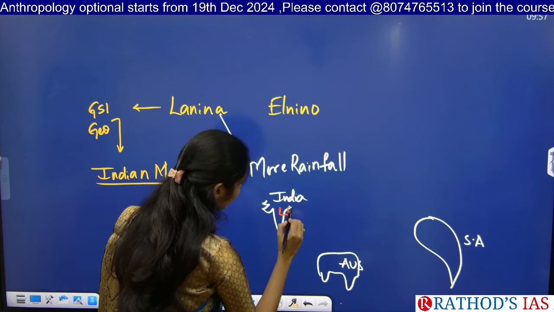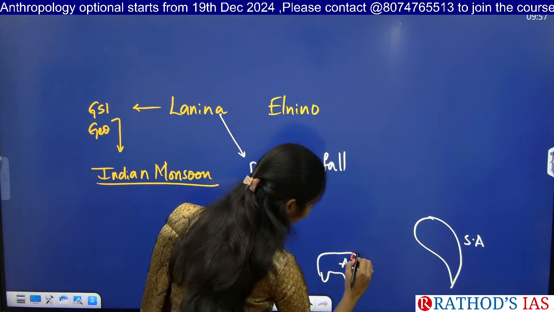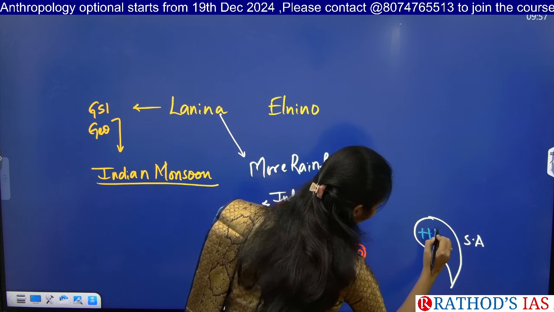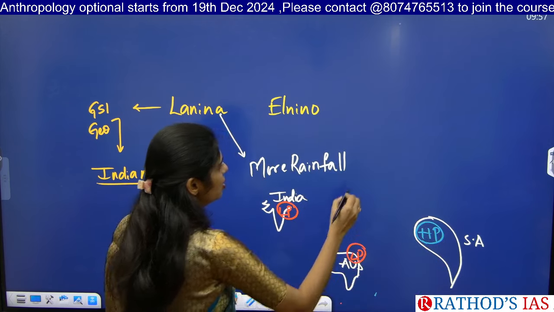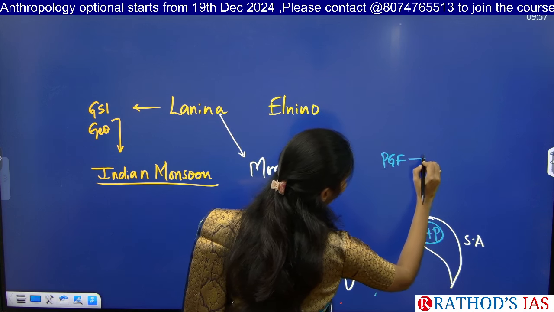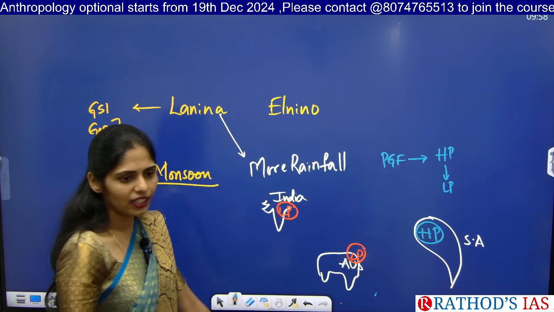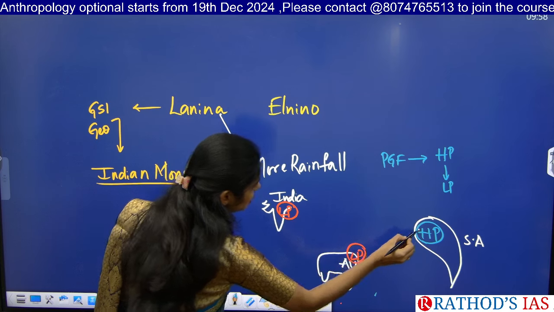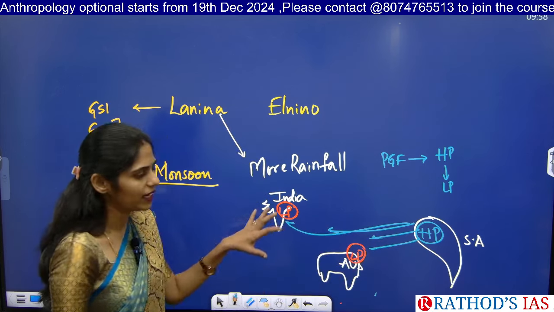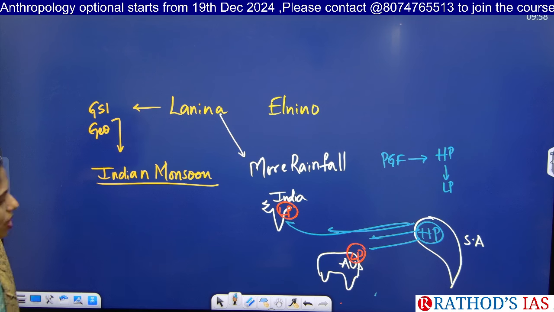Obviously India will have low pressure in both conditions, and here we have low pressure in Australia and high pressure in South America. So according to pressure gradient force, PGF, winds always move from high pressure to low pressure. That means the winds will be moving from South America towards Australia and India, so that we will attract a good number of moisture laden winds, which will cause more rainfall.